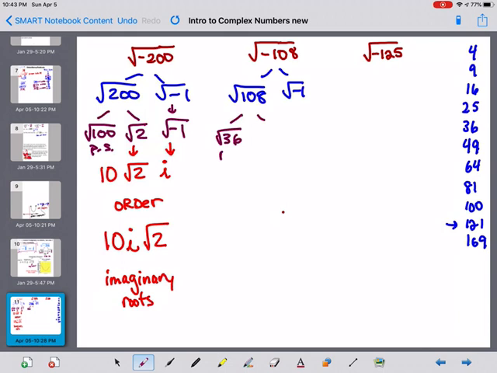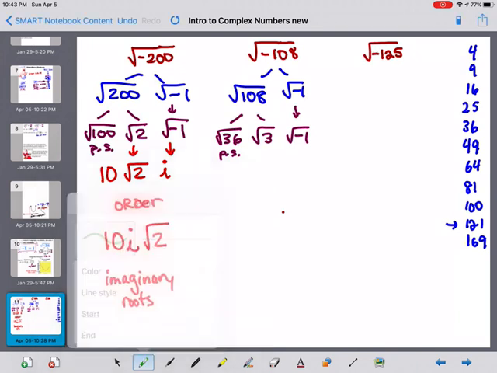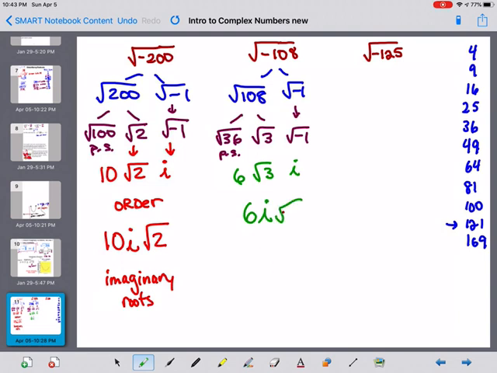You put the perfect square first. When you divide 108 by 36, you get 3. This one stays the same. And now we just simplify each one. The square root of 36 is 6. That just comes down, and this becomes I, the square root of negative 1. And the right order is 6I radical 3. And that's how you write your answer.